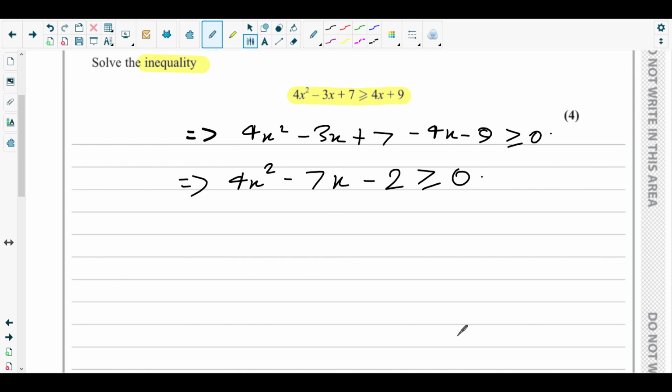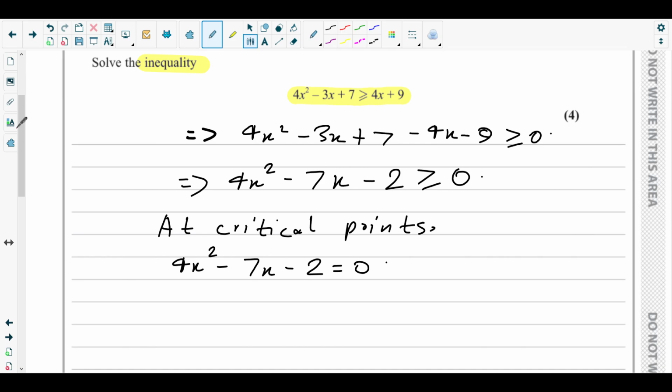Now what we need to do is get the critical values. For solving a quadratic inequality, we always need to find the critical values, and then we will find the range of possible values of x. So the critical values are the solutions of 4x² − 7x − 2 = 0.